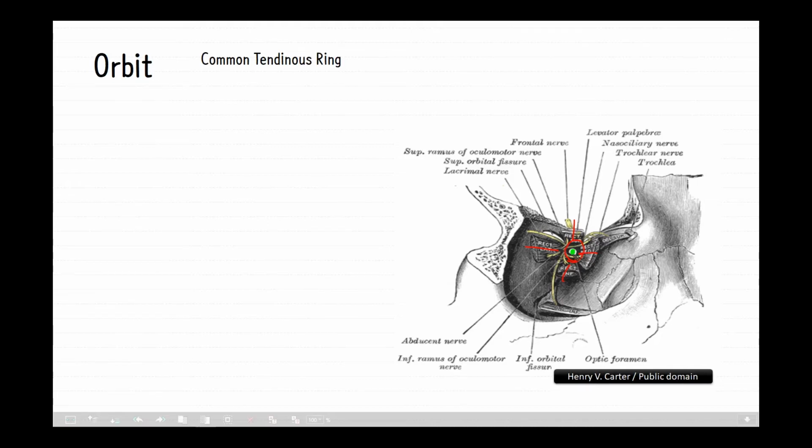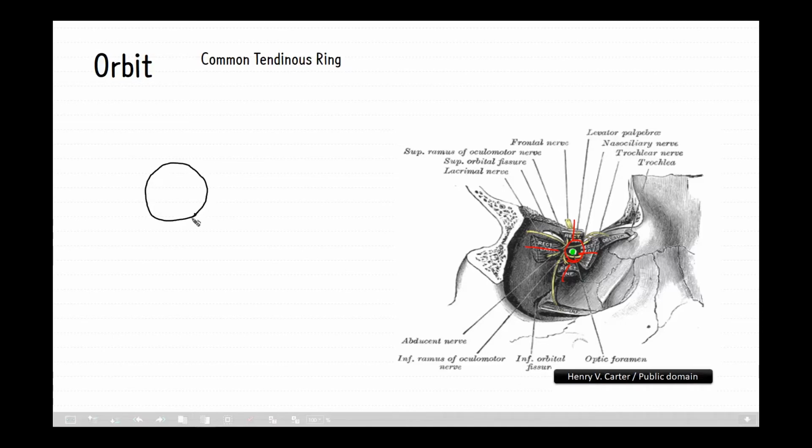Structures that enter the orbit through the inferior orbital fissure lie outside of the common tendinous ring. The close anatomical relationship of the optic nerve and other cranial nerves at the orbital apex means that a lesion in this region may lead to a combination of visual loss from optic neuropathy and ophthalmoplegia from multiple cranial nerve involvement. I will draw some diagram.